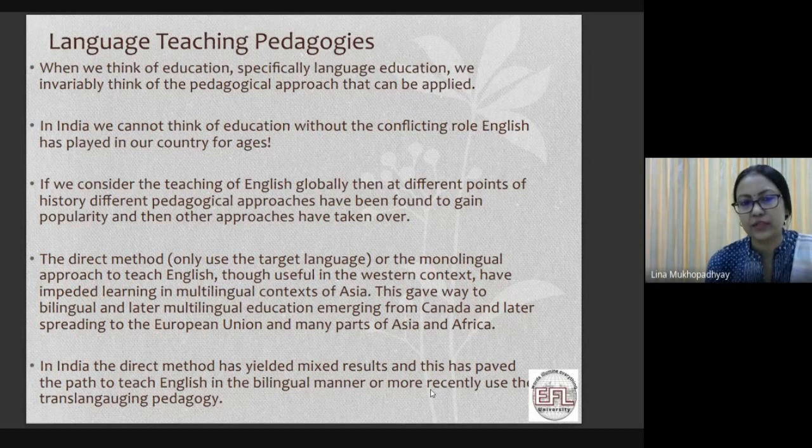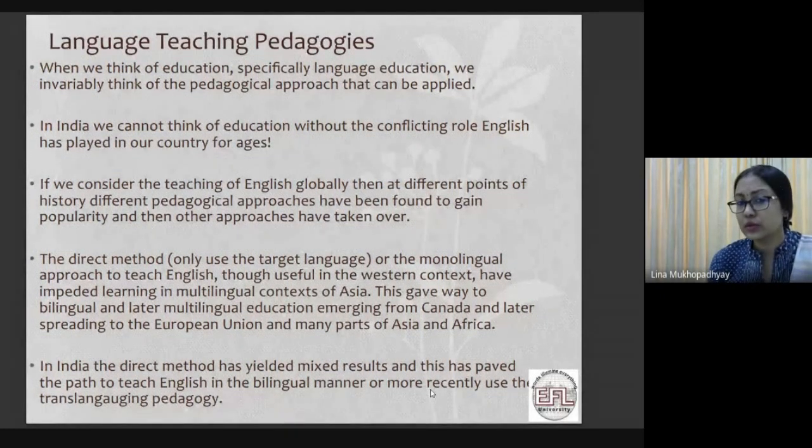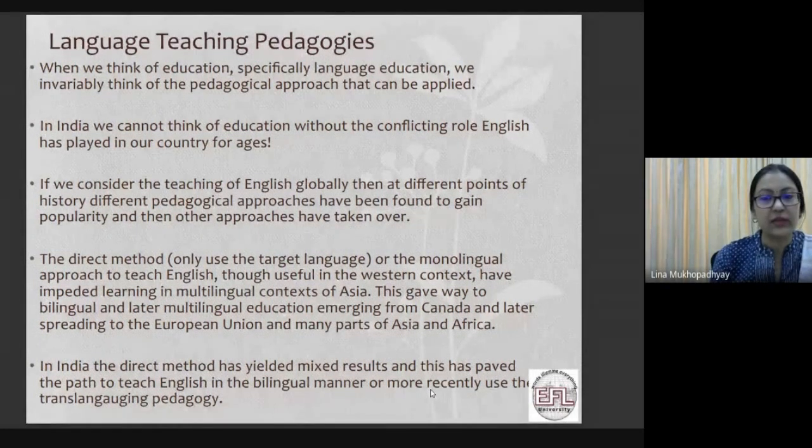One of the approaches that has been quite popular for a very long time, I'm sure many of you are aware of this, is the direct method, where we only use the target language to teach the target language. So this is a monolingual approach to teach English. Though this kind of approach has been fairly successful in the Western context, where there is a lot of English environment outside of the classroom as well, it has not been that successful in multilingual contexts of Asia and Africa. The simple reason is that English might not be available outside of the classroom context. So this gives rise to a dichotomy: how do we help our learners acquire the target language which is not available to them in a naturalistic manner?